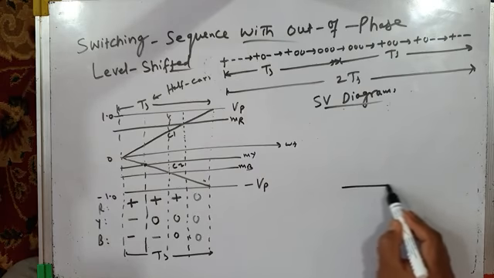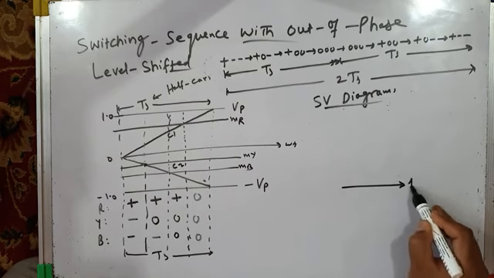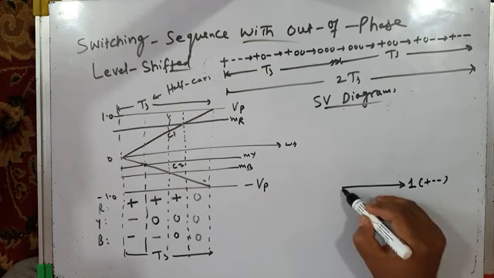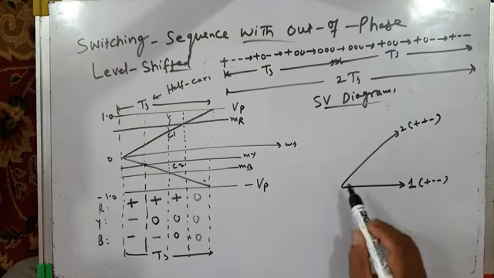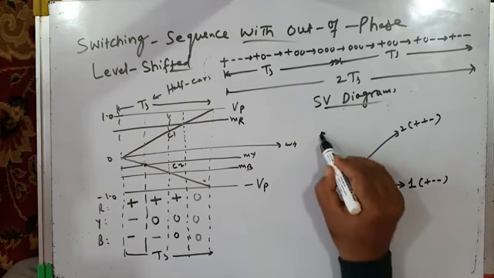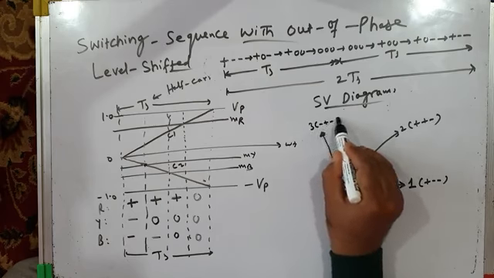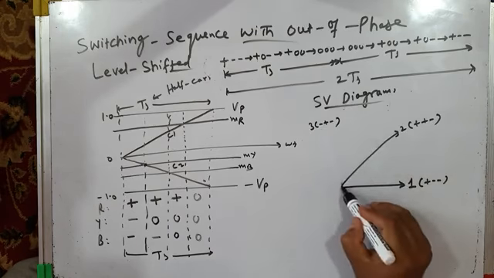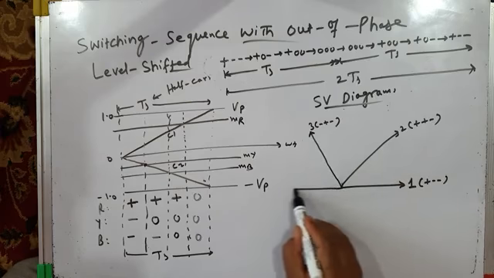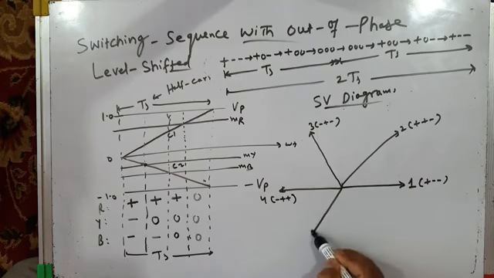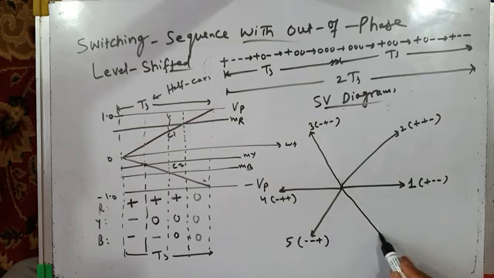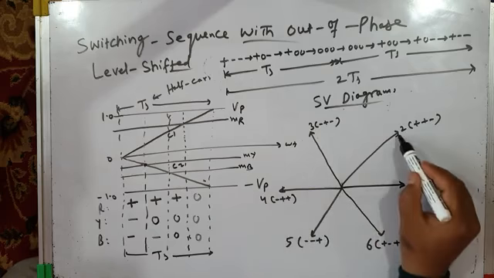See, your space vector 1 has switching sequence plus minus minus, then space vector 2 plus plus minus. This is so far the same as in a 2-level inverter. Then space vector 3 minus plus minus, space vector 4 with minus plus plus, space vector 5 with minus minus plus, and space vector 6 with plus minus plus.